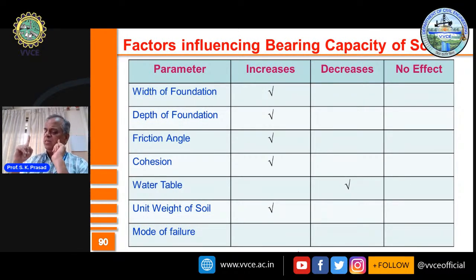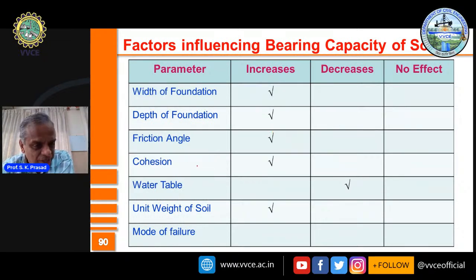I am now considering C-phi soil. I am not considering purely cohesive, nor purely sandy, cohesionless soil. So in C-phi soils, when you increase the width of the foundation, the bearing capacity increases. When you increase the depth of foundation, bearing capacity increases. When you increase the value of friction angle phi, Nc, Nq, and N gamma increase, therefore bearing capacity increases.